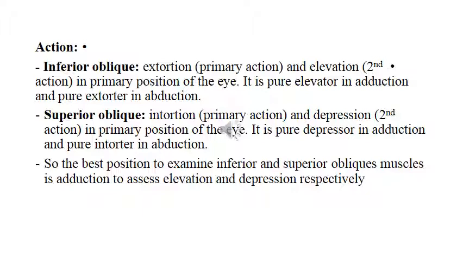Of course, when we want to test, we will test for elevation and depression and not intorsion and extorsion. So the best position to test inferior oblique and superior oblique will be in adduction, while the rectus muscle will be in abduction.